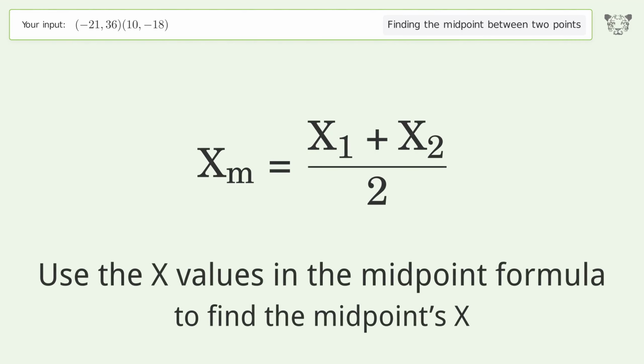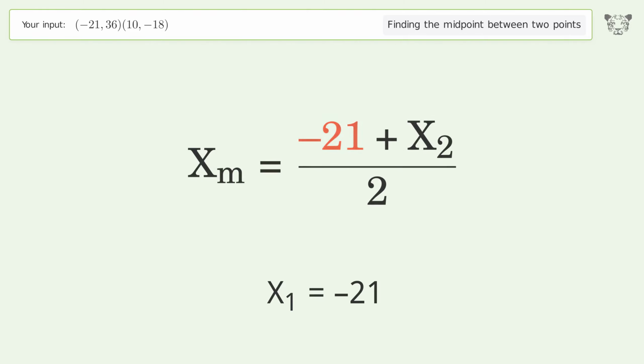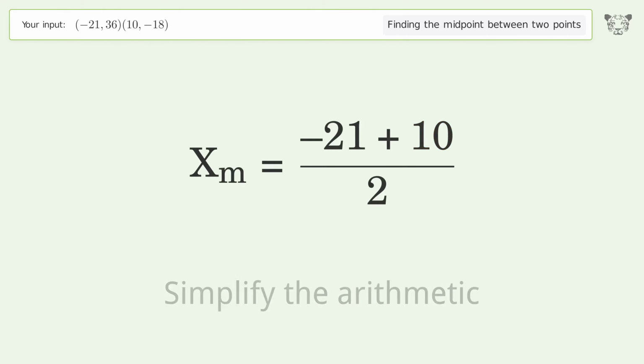Use the x values in the midpoint formula to find the midpoints x. x1 equals -21. x2 equals 10. Simplify the arithmetic.